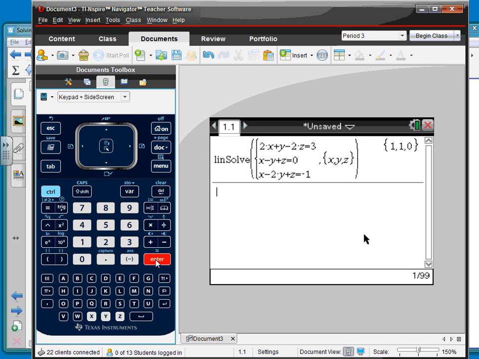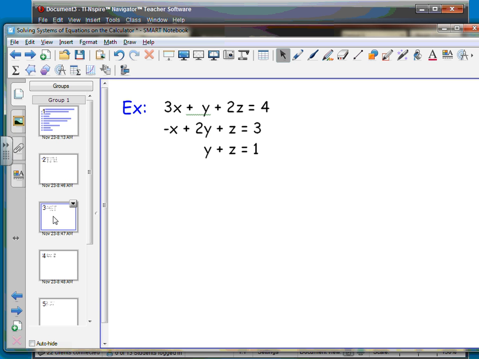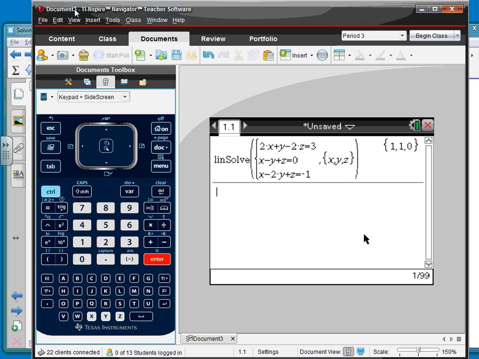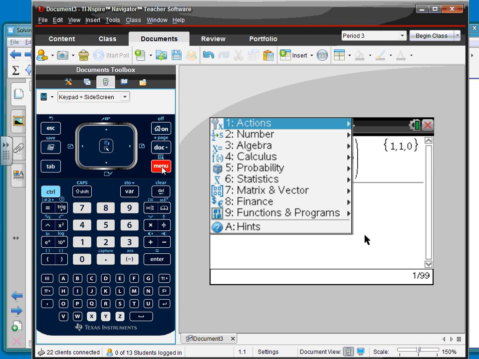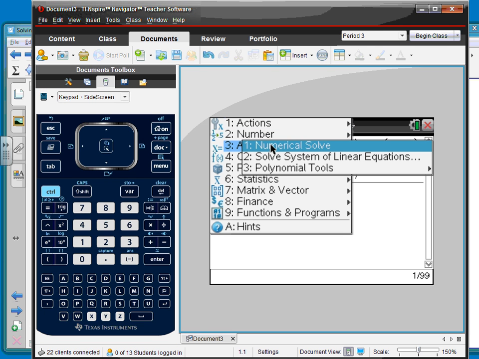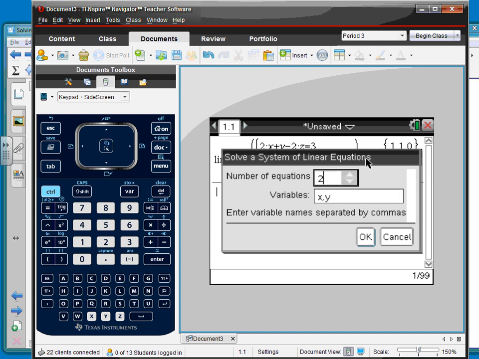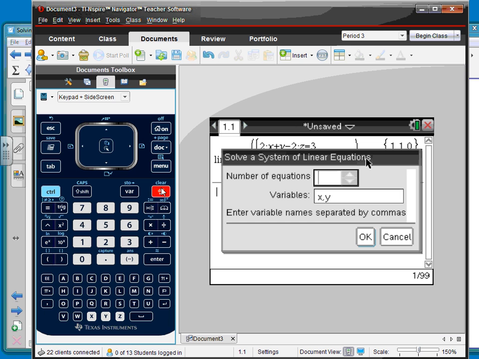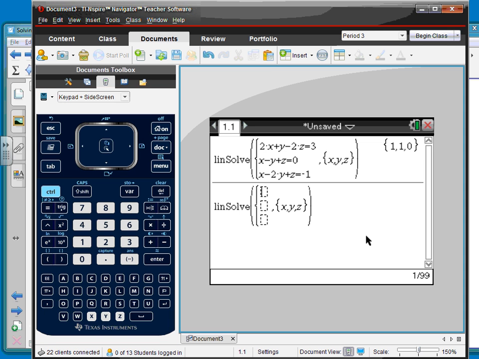Now, let's do another one. So if we go to our next example here, our next example is this one right here. It's another 3 equations with 3 unknowns. So what do I have to do first? If you said hit menu, you're right. So menu, then what? Algebra, and then systems of equations. And how many equations do I have there? I have 3, so I'm going to backspace and hit 3. When I hit tab, notice it automatically puts the x, y, and z in there. Okay? And then hit OK.